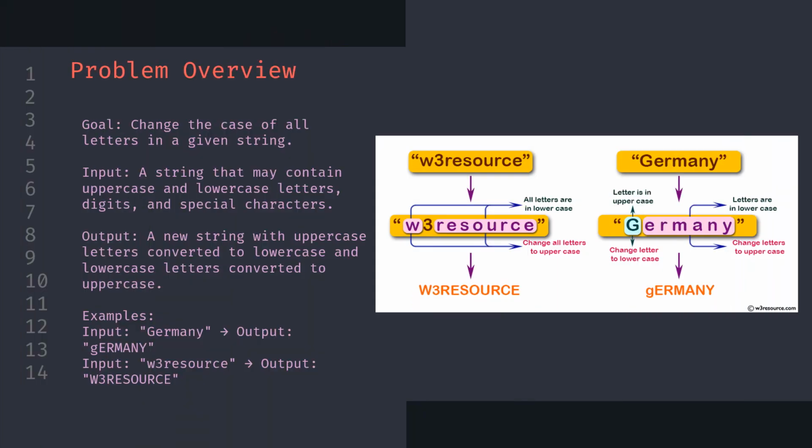The task is straightforward. We want to convert uppercase letters to lowercase and lowercase to uppercase in a given string. For example, Germany will become gERMANY, and W3 resource will turn into w3 RESOURCE. Note that numbers and special characters will remain unchanged. This is an excellent use case for string iteration and regular expressions in JavaScript.